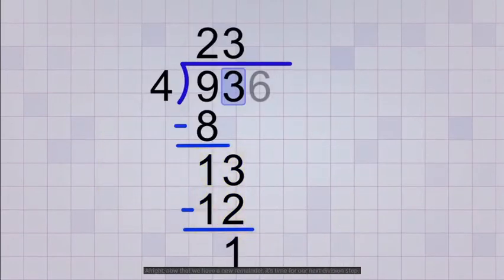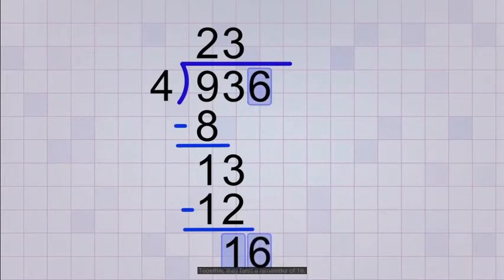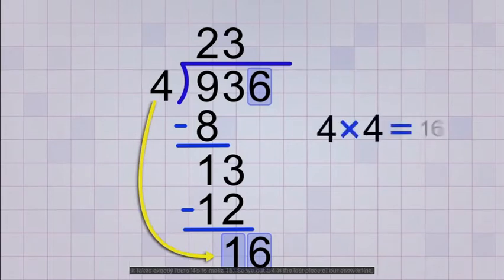Alright, now that we have a new remainder, it's time for our next division step. Let's stop ignoring the last digit in the dividend, the 6, and bring down a copy of it to team up with our new remainder. Together, they form a remainder of 16. Aha! That's good because it's going to be easy to divide 4 into 16 because 16 is a multiple of 4. It takes exactly 4 4s to make 16.